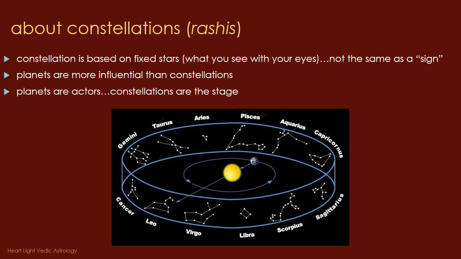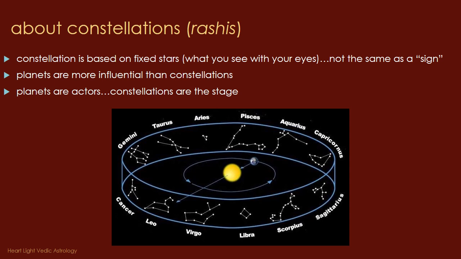Before I get into Aries constellation specifically, I just wanted to say a few words about constellations or Rashis. First of all, constellation is based on fixed stars, which is the system that Vedic astrology is built on. When you say fixed stars, that means the position of stars you can see with your own eyes. Now, a constellation is not the same as a sign, even though a lot of us, myself included, will go back and forth and use that terminology.